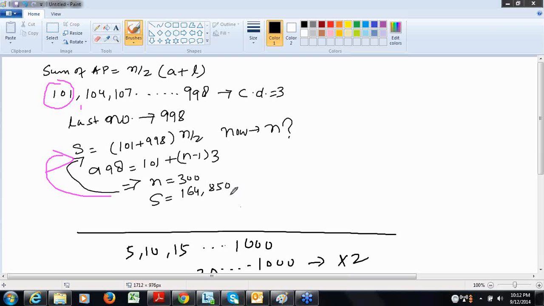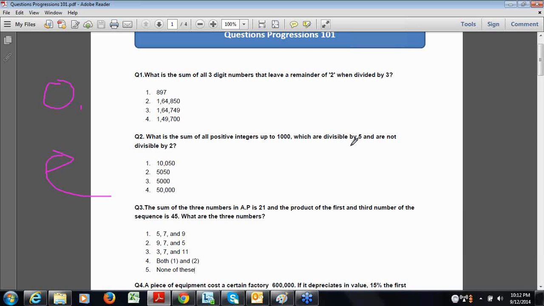Anybody has an issue? Okay, I believe everybody is fine with this. Okay, then moving on to question number 2. Question number 2 is what is the sum of all positive integers up to 1000 which are divisible by 5 and not divisible by 2.